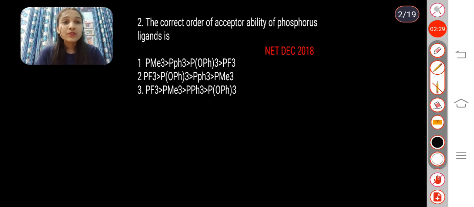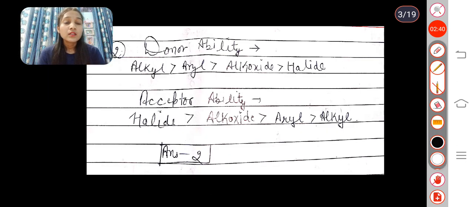The next question is, the correct order of acceptor ability of phosphorus ligands is. For phosphorus ligands, I already told you a trick. The trick for the donor ability order is alkyl, then aryl, then alkoxide and then halide. Similarly, if we are talking about acceptor ability, then the order must be reversed. At first we have halide, then alkoxide, then aryl, and at last we have alkyl.